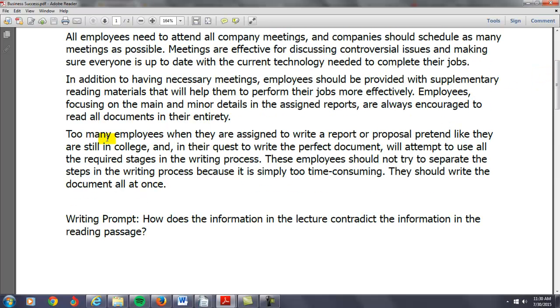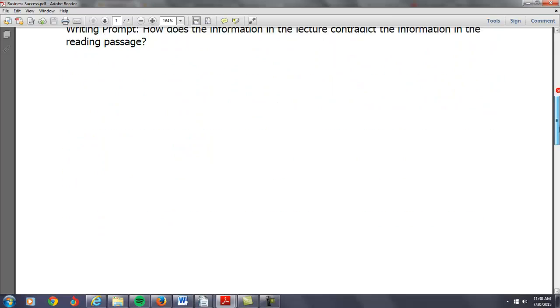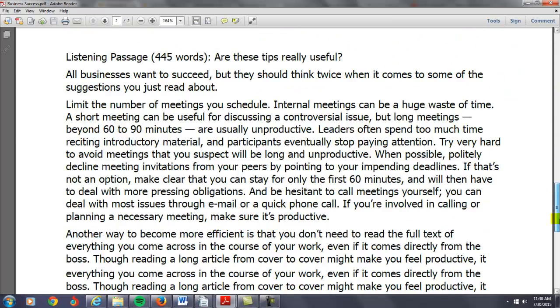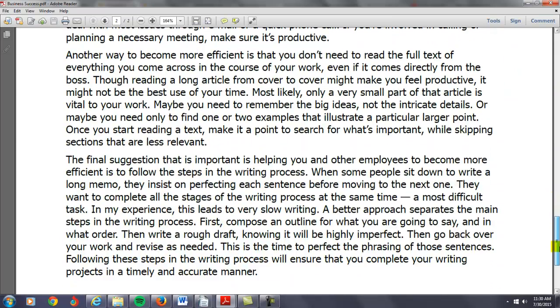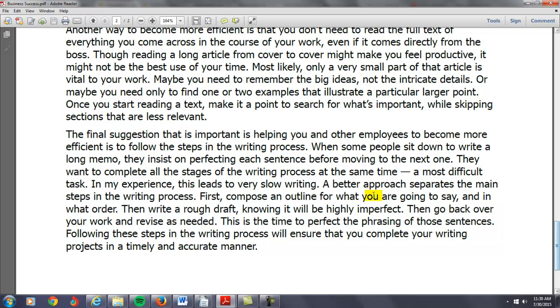So it's saying that employees should not separate the steps in the writing process because it is too time consuming. They should write the document all at once. That's it. Now when we go to the lecture to get the same information so that you can understand what you're trying to re-explain here, it's saying to follow the steps in the writing process.